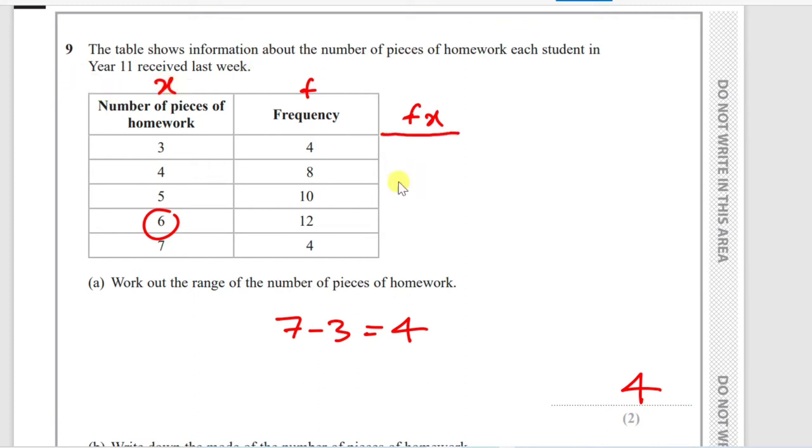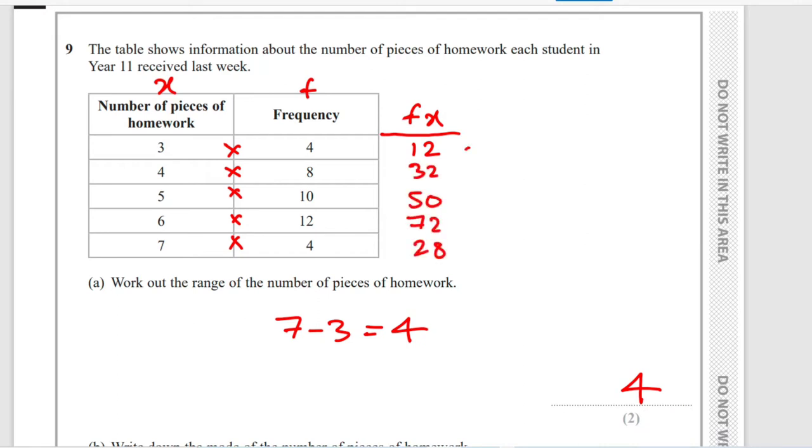So just draw a line across here. And all you guys got to do is multiply these numbers across. Because what this is telling you is kind of like a total. So you had 4 students, each of them got 3 homework. So 3 times 4 means 12. Those 12 pieces of homework given out. And next one, 4 times 8, so keep multiplying those across.